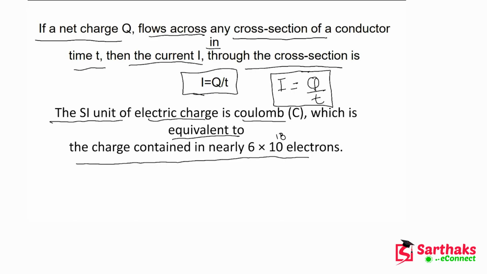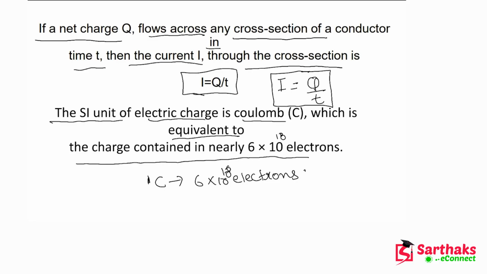So guys, I hope you got my point. So what is the definition of 1 coulomb? 1 coulomb is the charge carried by 6 into 10 to the power 18 electrons.